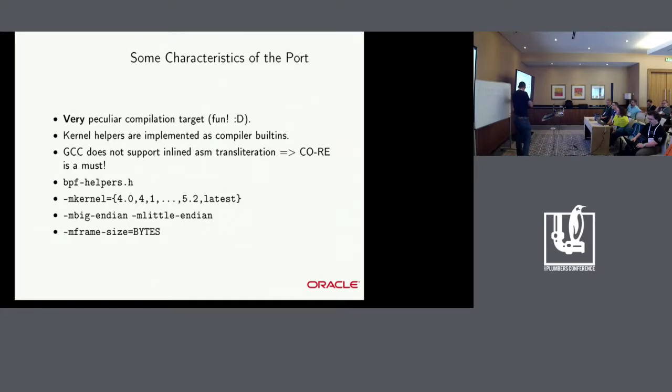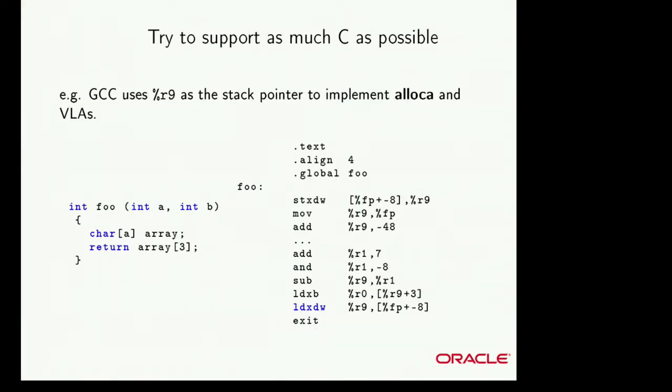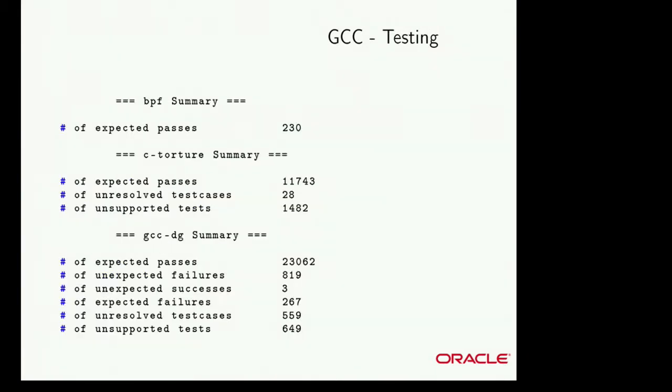Also, I had to introduce a new option, which is to increase the limit on the frame size, which is limited by BPF. More about this later. One of the things I did was to try to support as much C as possible, but the BPF architecture is so restrictive that that's not always possible. This is something I would like to discuss with you as well: how can we come up with some general common mechanisms to support a locker, for example, things like that. So, does it work?